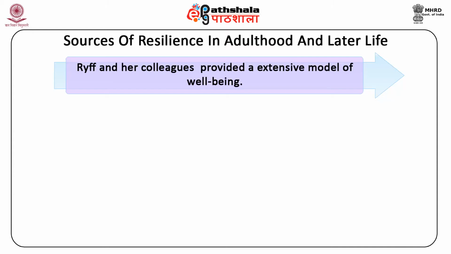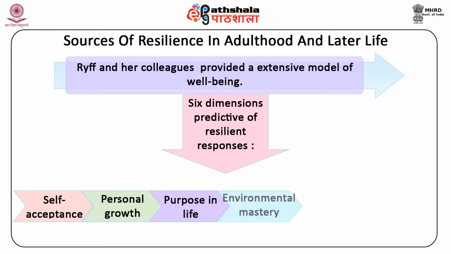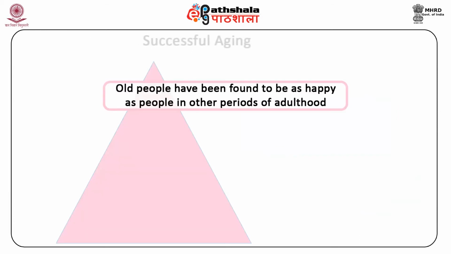Research has shown that the following six dimensions are predictive of resilient responses in the face of adversity: self-acceptance, personal growth, purpose in life, environmental mastery, autonomy, positive relations with others. Old people have been found to be as happy as people in other periods of adulthood.